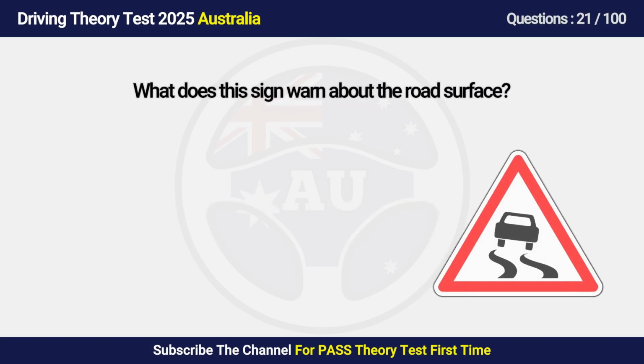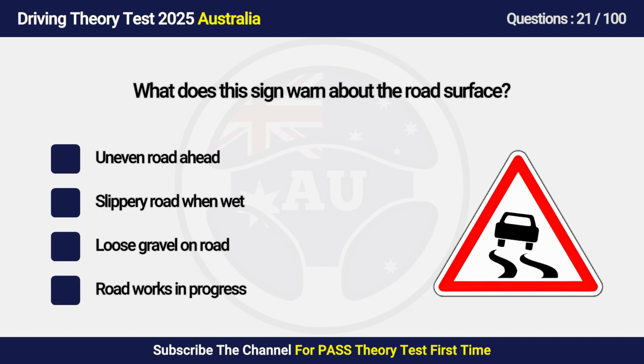Question 21. What does this sign warn about the road surface? A. Uneven road ahead. B. Slippery road when wet. C. Loose gravel on road. D. Road works in progress.